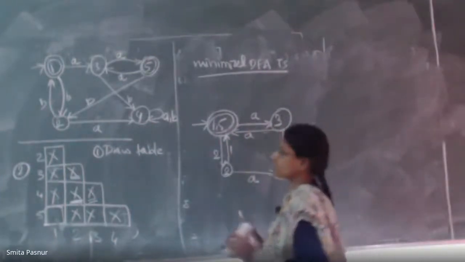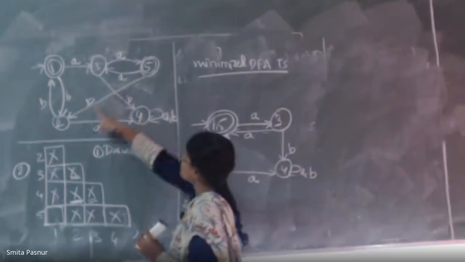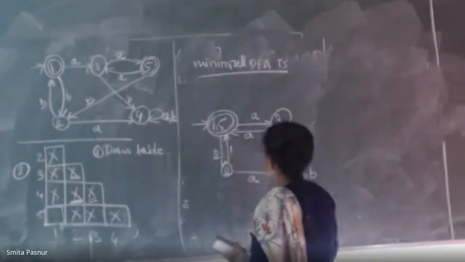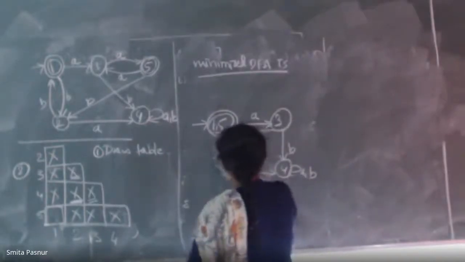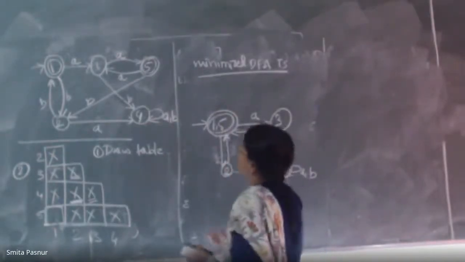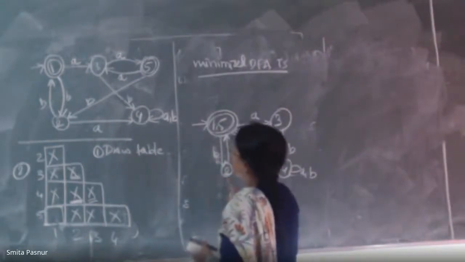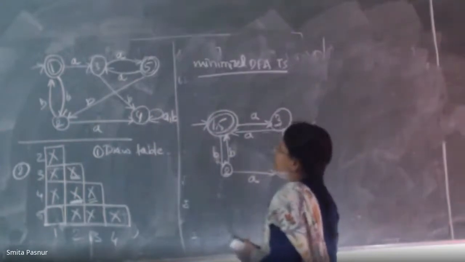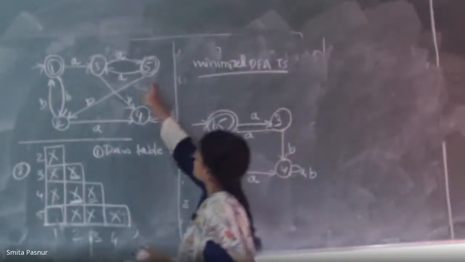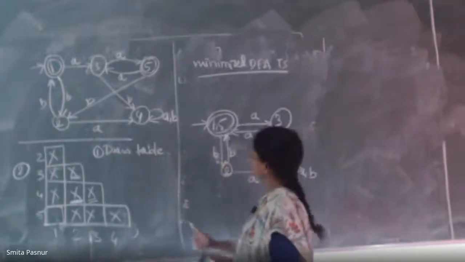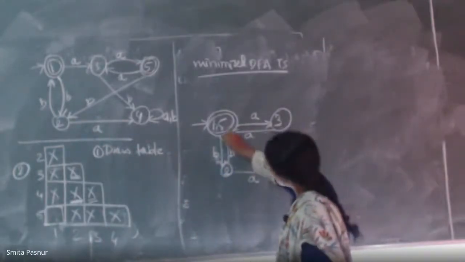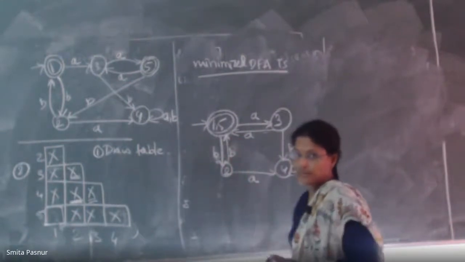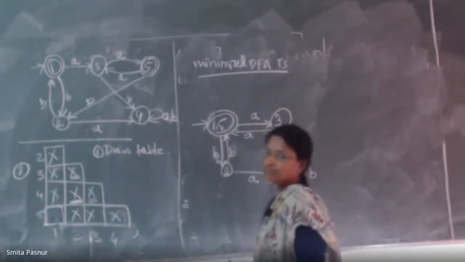So you should just check. Then from 5, B is going to 2. Sorry, it is present. From 1, B was going to 2, and from 2, B is going to 1. Yes. So from 5, B is going to 2. From 5, we have already shown a B transition going to 2, so there is no need to show it again. So this completes the minimized DFA.